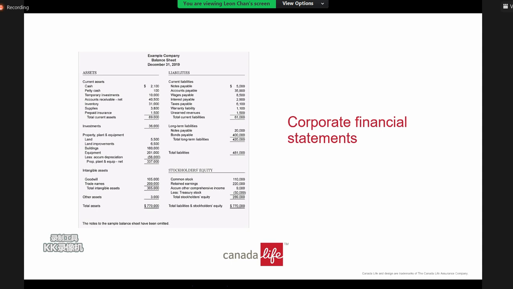Okay, and Leon, Tracy has another question. She is asking, how do we calculate the business market value in the statement in a simple way? Yeah, so that's a very good question.